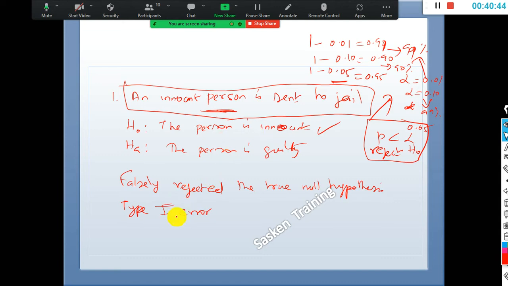So why are we rejecting the true null hypothesis? Let's say your p value is 0.001, and if the alpha is 0.05, you compare: 0.001 is less than 0.05, so you are going to reject the null hypothesis. Since the p value is less than your alpha, as per this, you are going to reject it. But when you reject this one, you are making a type 1 error. Now you understood, right? Falsely rejecting the true null hypothesis is called your type 1 error.